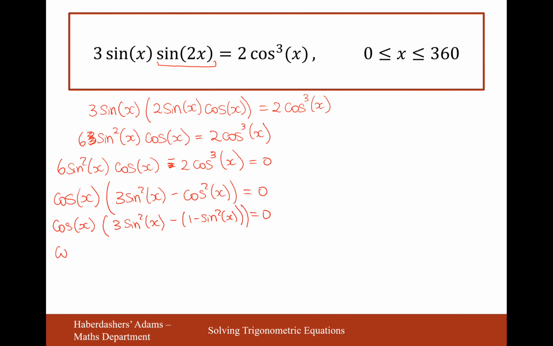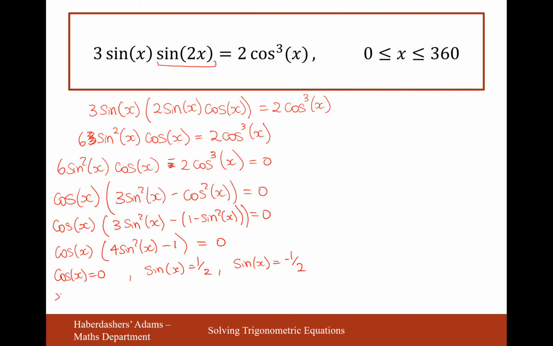And then that's going to turn into cos x bracket, 4 sine squared x minus 1 equals 0. So I've got 3 little equations here. It's going to be cos x equals 0, or sine x equals a half, or sine x equals minus a half.